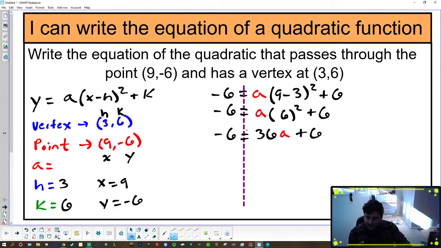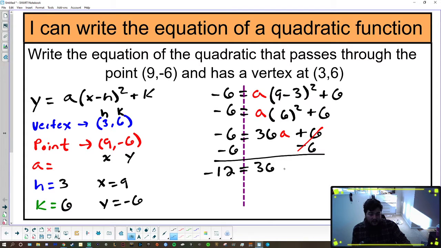There's nothing I can simplify on the left side, and there's nothing I can simplify on the right side. So I need to move this 6 over to the other side. Since it's a positive 6, I'm going to subtract 6 on both sides. 6 minus 6 is 0, so we cross that out. Negative 6 minus 6 is negative 12, which is equal to 36 times our a value, which is the key to finishing this problem.